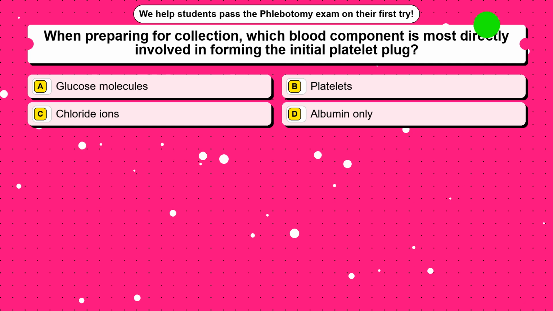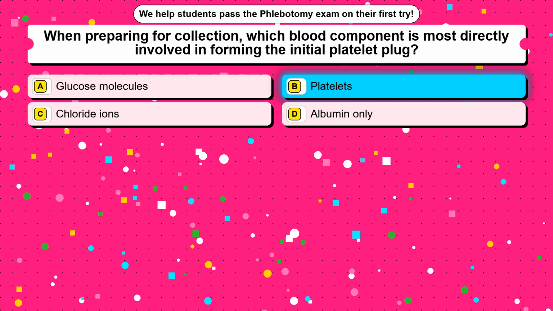Question 90. When preparing for collection, which blood component is most directly involved in forming the initial platelet plug? Option A. Glucose molecules. Option B. Platelets. Option C. Chloride ions. Option D. Albumin only. The correct answer is option B.